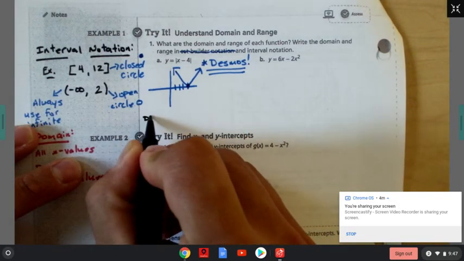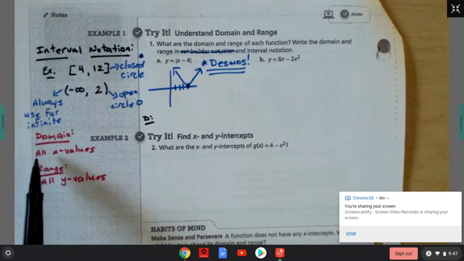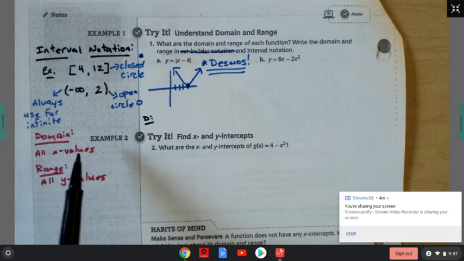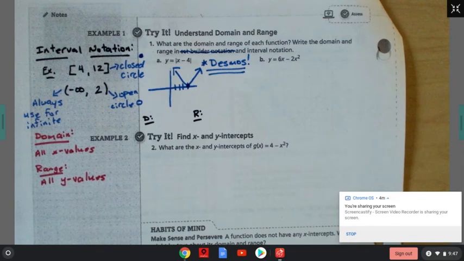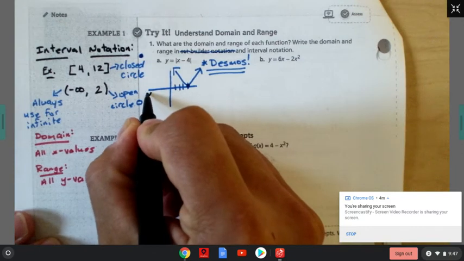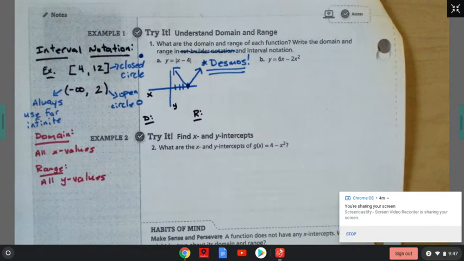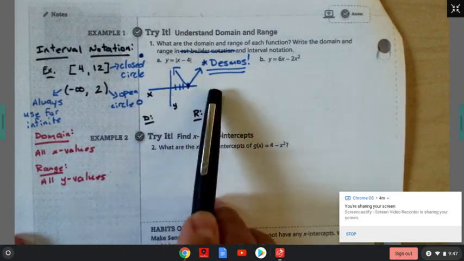So the domain, as we just talked about before, is all the x values of this graph. And the range is going to be all the y values. So we're going to do the domain first. So all the possible x's on a graph: the x goes side to side, the y goes up and down. So all the possible x values going side to side.